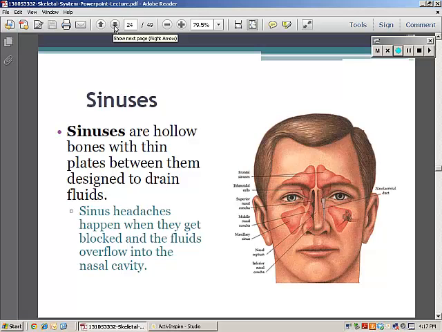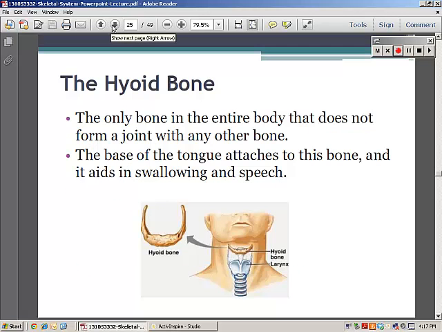All right, so also within the skull, we have these sinuses. They're pretty much just hollow regions within our bones that are designed to drain fluids. If you've ever had a sinus headache, you know exactly what it feels like to have your sinuses congested. Usually when these sinuses get blocked up, the fluid overflows into the nasal cavity, which is where you feel that stuffiness and start feeling very flu-like.